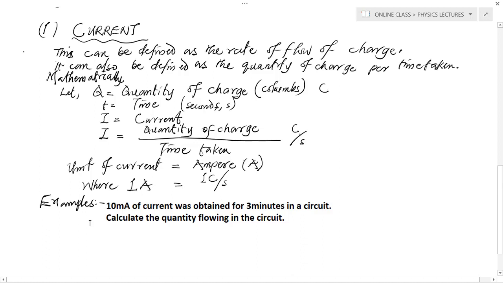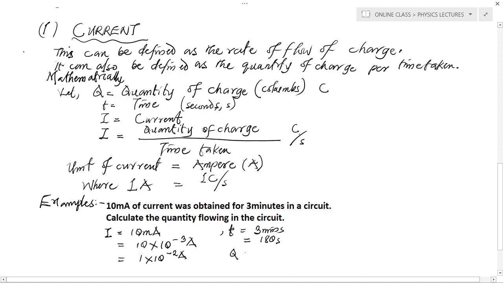From what we are given here, 10 milliamps produced. That means I here is equal to 10 milliamps. Milli here means 10 times 10 raised to power minus 3 ampere, and that's equal to 1 times 10 raised to power minus 2. Then we're given time. Time is 3 minutes, and we can't leave a minute; it has to be in seconds. That will be 3 times 60, which is equal to 180 seconds.